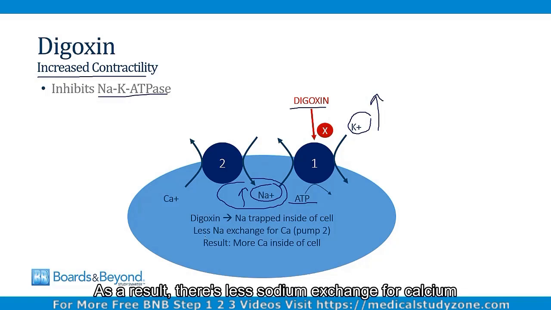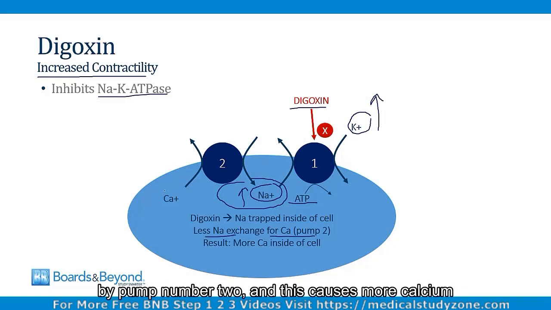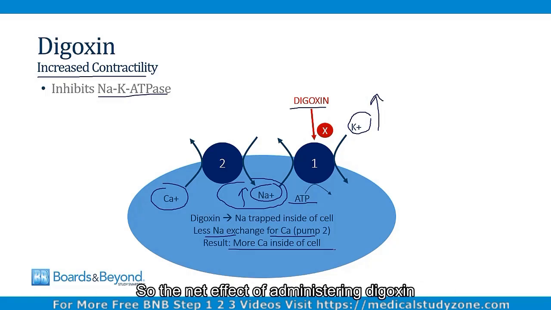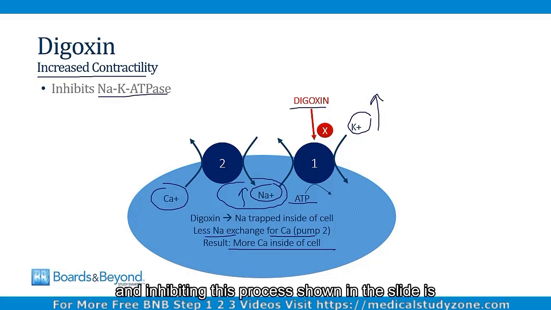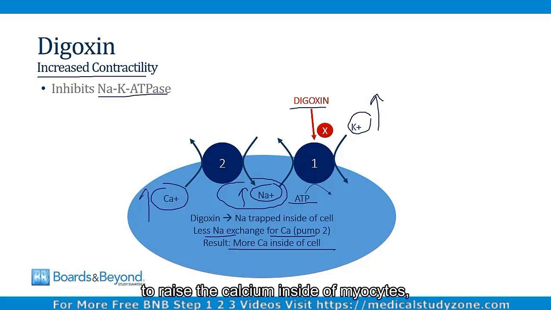As a result, there's less sodium exchange for calcium by pump number 2, and this causes more calcium to stay inside the cell. So the net effect of administering digoxin and inhibiting this process shown in the slide is to raise the calcium inside of myocytes, and that's what increases contractility.